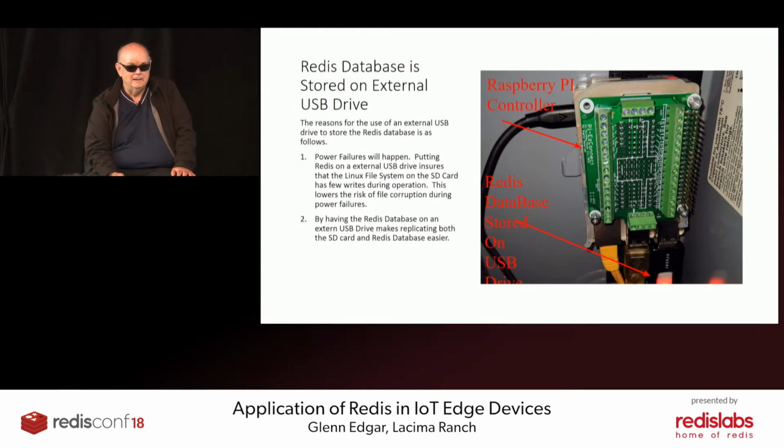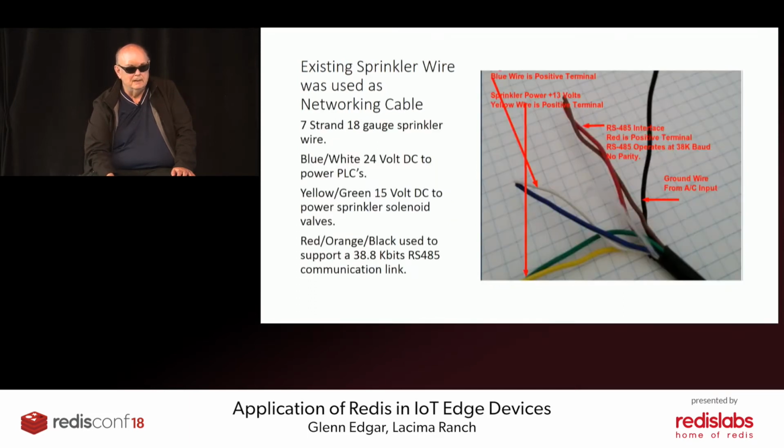On the Raspberry Pi, when I put Redis in, one of the important things is to put your Redis database on a USB drive, because the most important thing you want to do is preserve your SD card. If you brick your SD card, your Raspberry Pi is dead. And this is what I use for my network control cables: essentially 18 gauge, 7-strand sprinkler wire. I have power for the PLCs, power for the irrigation valves, and a serial bus RS-485 at 38 kilobits per second.